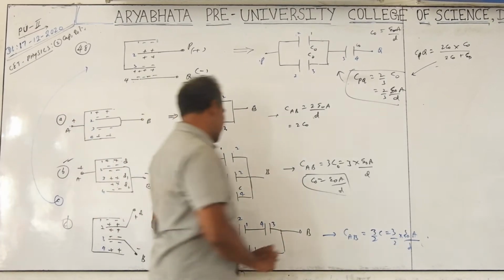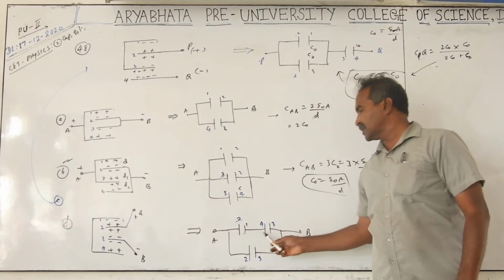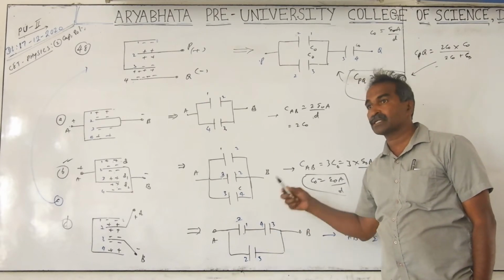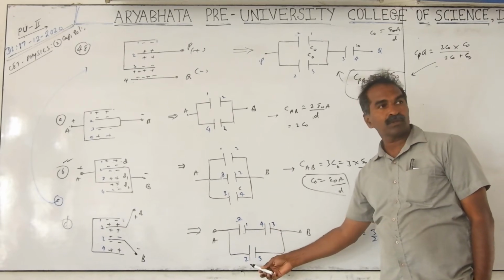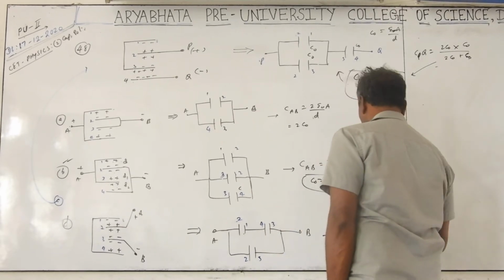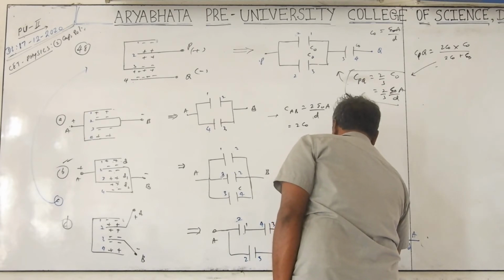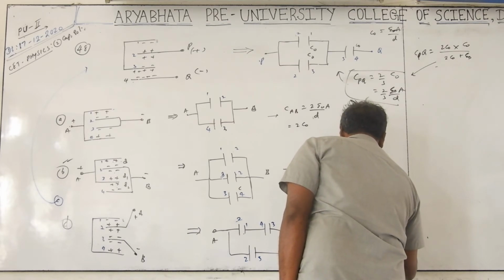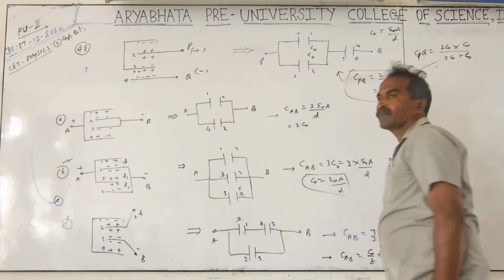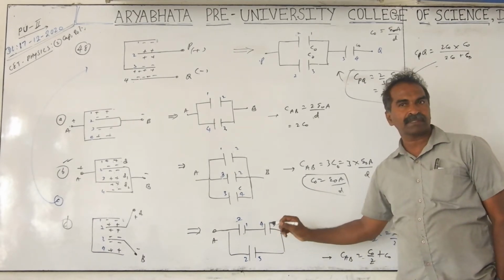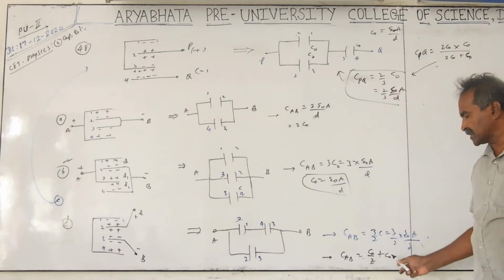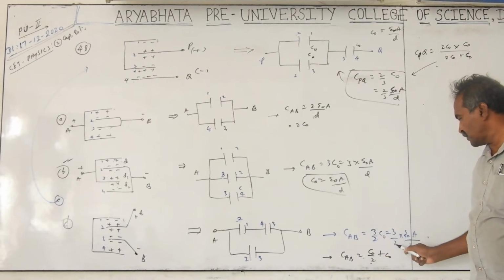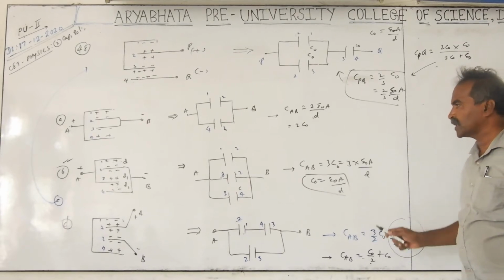Check this. And in this case the result is a series combination. Series combination means C1 C2 by C1 plus C2. Both are identical, which means the resultant becomes C0 by 2, coming parallel to C0. So the result C_AB is C0 by 2 plus C0. Identical capacitances in series become half. That is C0 by 2 plus C0, equal to 3 C0 by 2. That is 3 by 2 into epsilon A by D, the result.